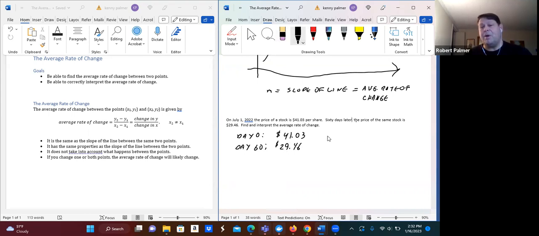Think about it as a graph, what those points would look like. The first point would be (0, 41.03), and in the same way, our second point would be (60, 29.46).